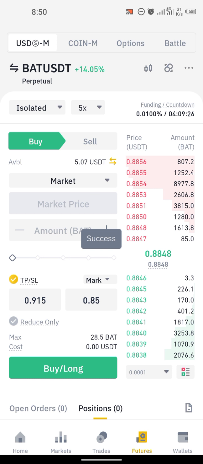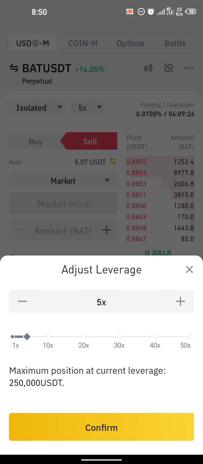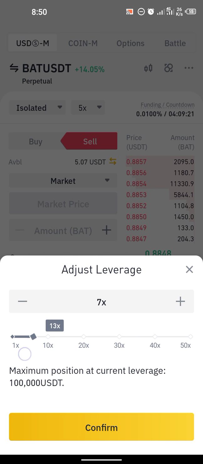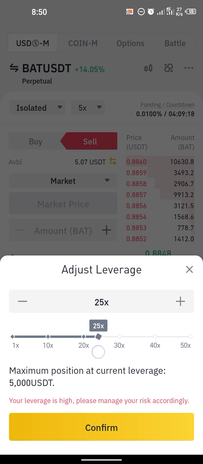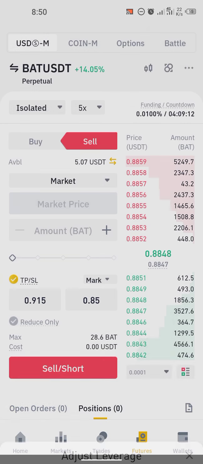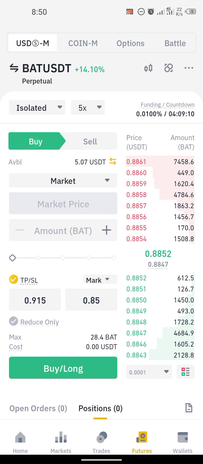deducted or incremented. So we have our leverage here, that is by how many times you want your money to be incremented. But for a good trade, I advise you to start with just 5x so you can minimize your loss in case things go bad, because you can actually increase your leverage during the course of the trade.